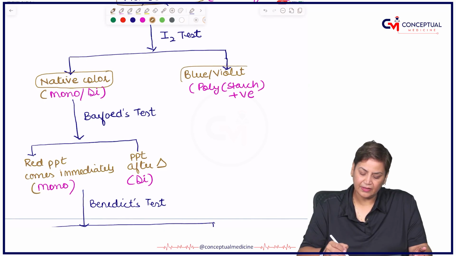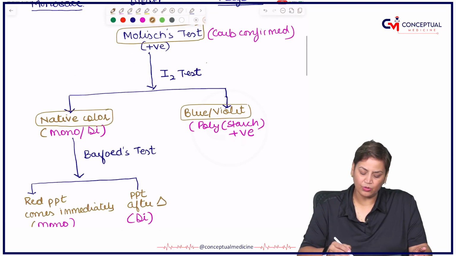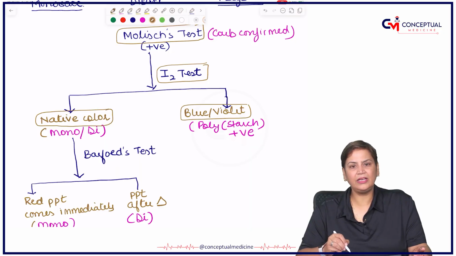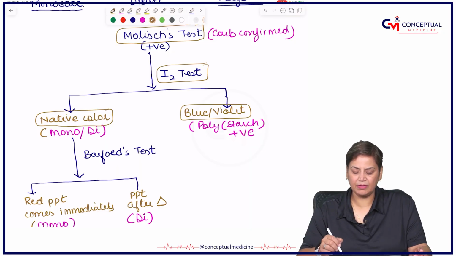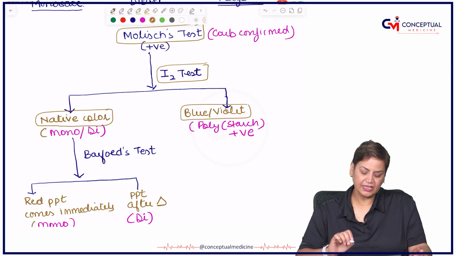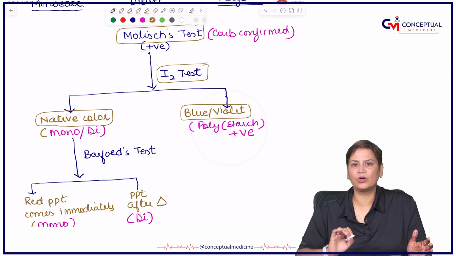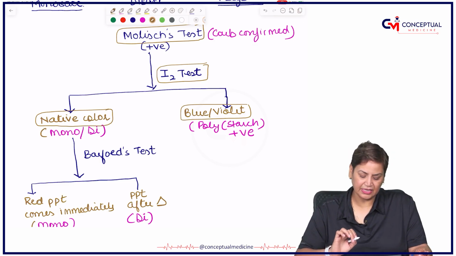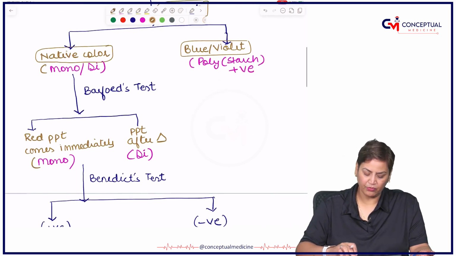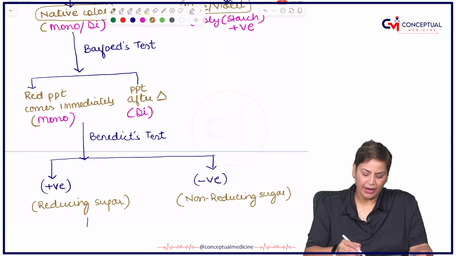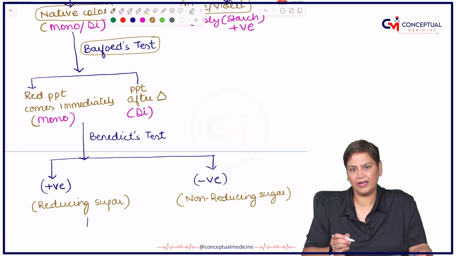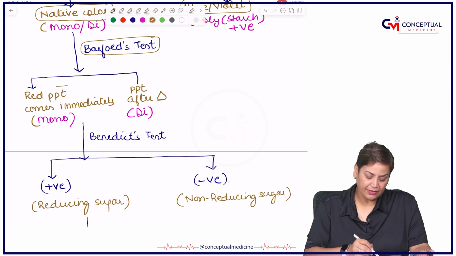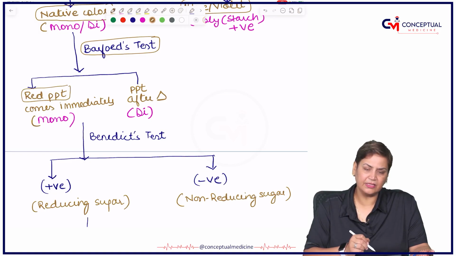For that we perform the iodine test. If the iodine test is positive, that means the sample is a polysaccharide. But if it gives the native color of iodine, not blue or violetish color, that means it can be a monosaccharide or a disaccharide. Then we have to perform Barfoed's test. Barfoed's test distinguishes between a monosaccharide and a disaccharide. If it gives red precipitates immediately, it is a monosaccharide, and if it gives them after heating, then it is a disaccharide.